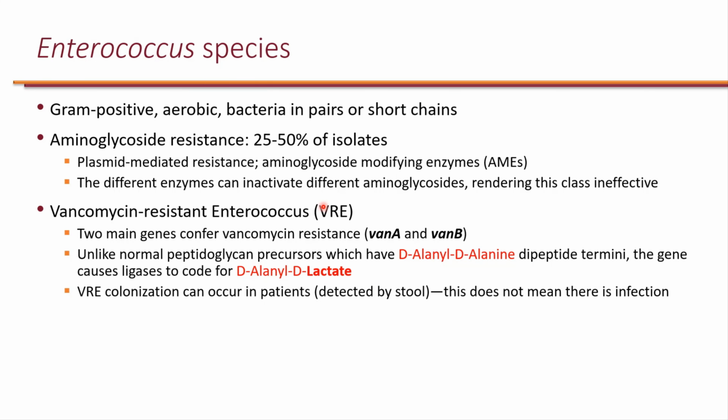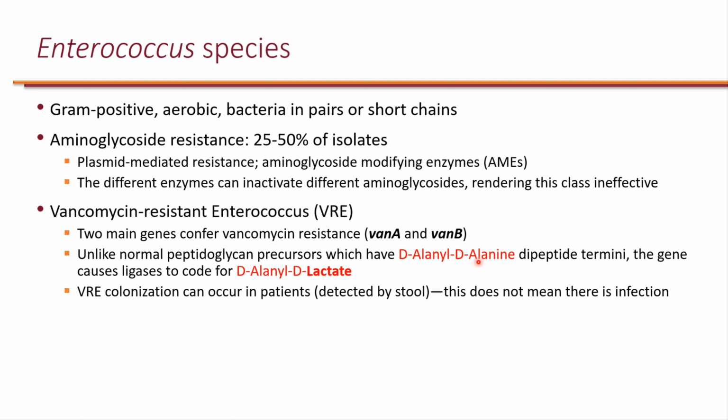Enterococcus species, which are gram-positive, can develop resistance to aminoglycosides in 25 to 50% of the isolates. And these are basically plasmid-mediated resistance that are aminoglycoside-modifying enzymes. And of course, there is vancomycin-resistant Enterococcus, or VRE, and there are two main genes that make VRE. So VanA and VanB, both of which can be identified with rapid diagnostic tests.